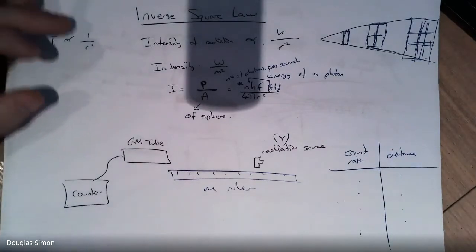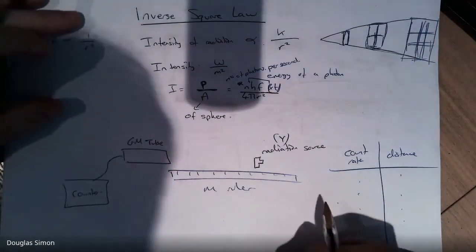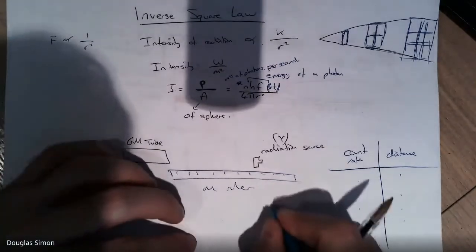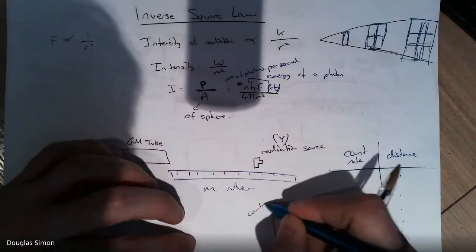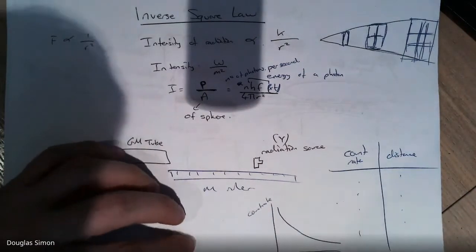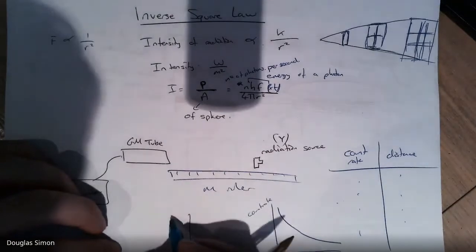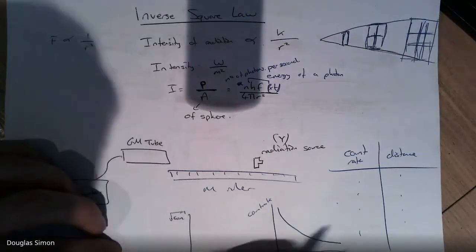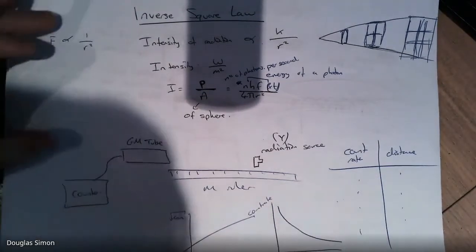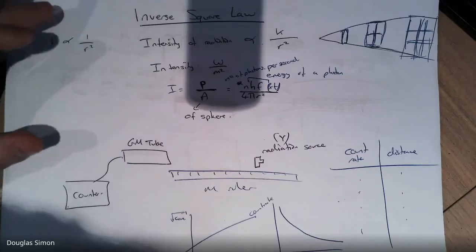So we would then fill in the tables, and that would allow us to plot a graph of distance versus either count rate, in which case it will look something like this, or the square root of the count versus distance, in which case we would expect to see something like this. So can you move it down a bit, please? Thank you.